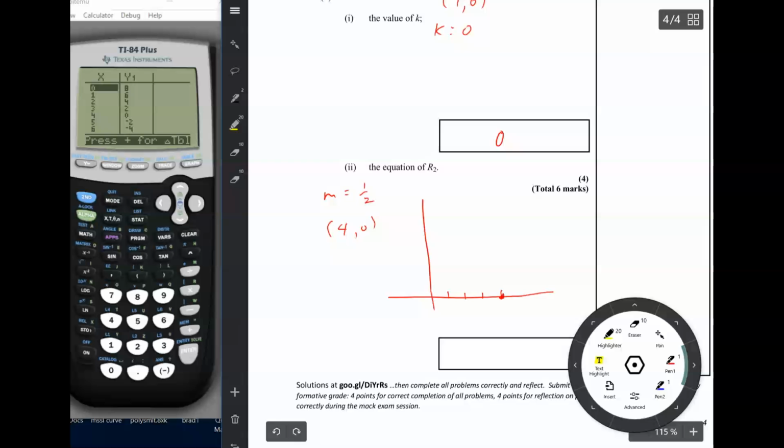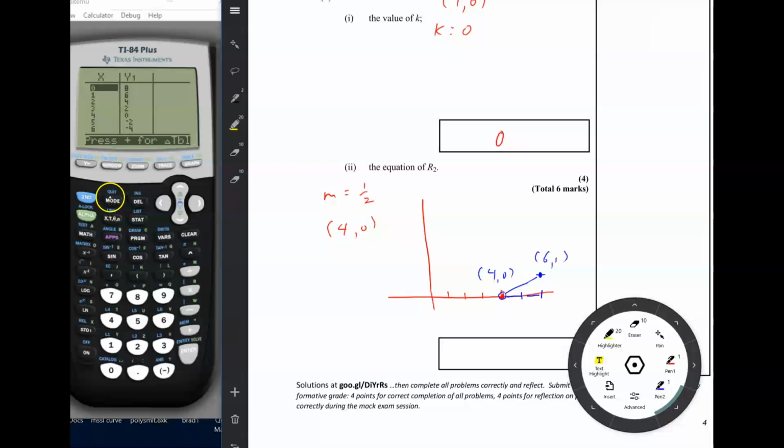And it has a slope of 1/2. If it has a slope of 1/2, that means the rise is 1 and the run is 2. So on this grid here, it would be 2 run, and then 1 rise. Then I can use these 2 points, which are 4, 0 and 6, 1, to figure out the equation of the line R2.